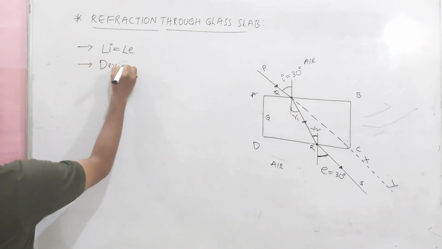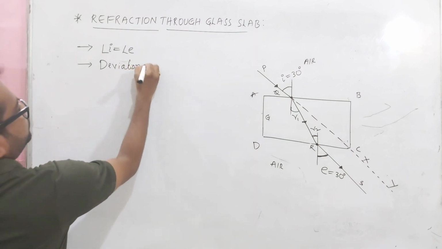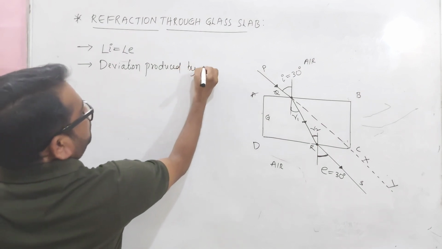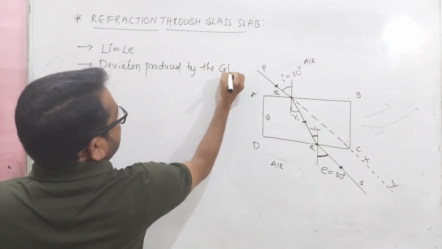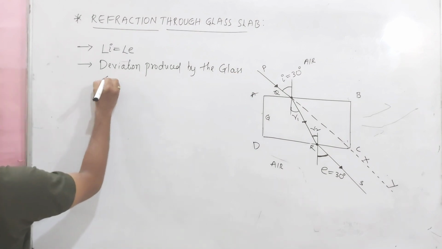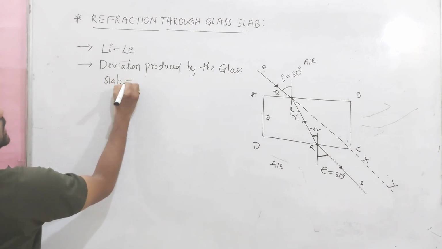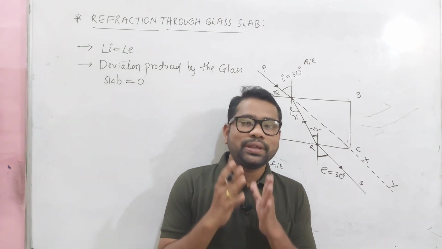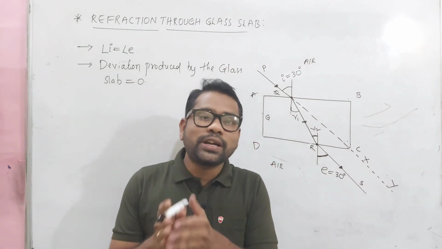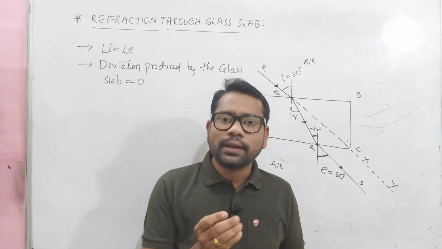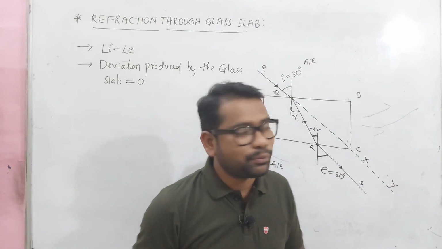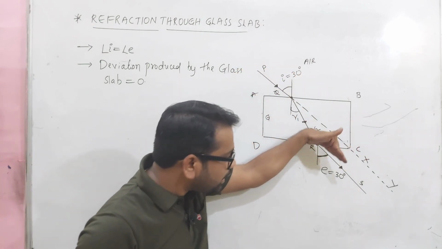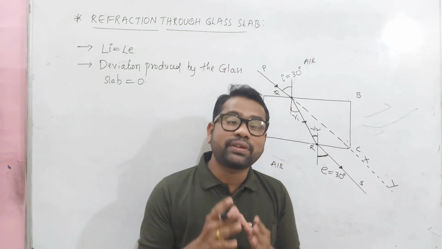The deviation produced by the glass slab is 0. It means the glass slab is not at all deviating the light ray, rather it is shifting the light ray parallel to itself. The light ray had to go like this, but that light ray got shifted like this. So this is very, very important.